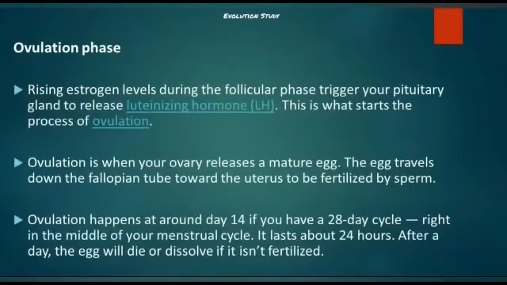What happens in the ovulation phase? Rising estrogen levels during the follicular phase trigger your pituitary gland to release the luteinizing hormone LH. This is what starts the process of ovulation. Ovulation is when your ovary releases a mature egg and the egg travels down the fallopian tube towards the uterus to be fertilized by the sperm. Ovulation happens at around day 14 if you have a 28-day cycle, right in the middle of your menstrual cycle, and it lasts about 24 hours. After a day, the egg will die or dissolve if it isn't fertilized.